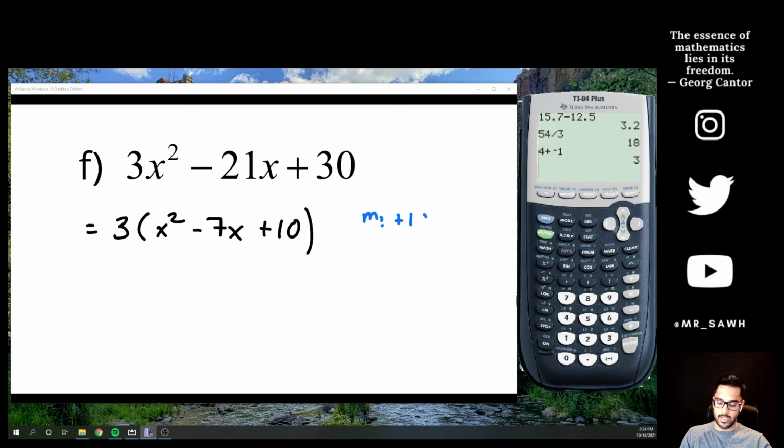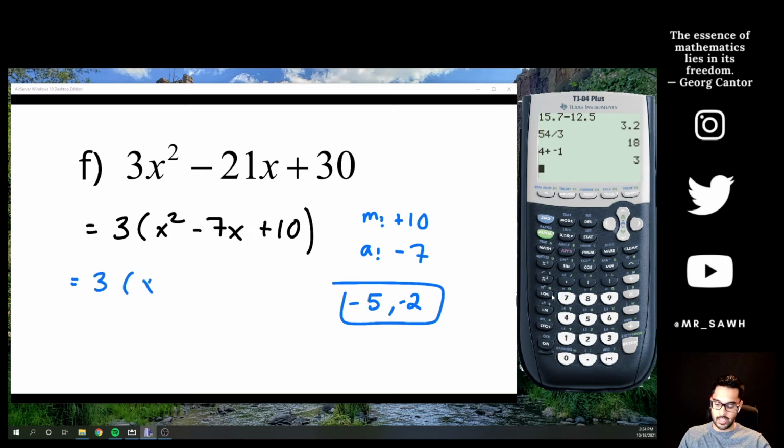Find out what multiplies to positive 10 but adds to minus 7. It looks like a combination of 5 and 2, where both of them this time are negative. Adding them up gets me minus 7. Multiplying them, the negatives will simplify, so a negative and a negative make a positive. Then I can write my factored format as x minus 5 multiplied with x minus 2.